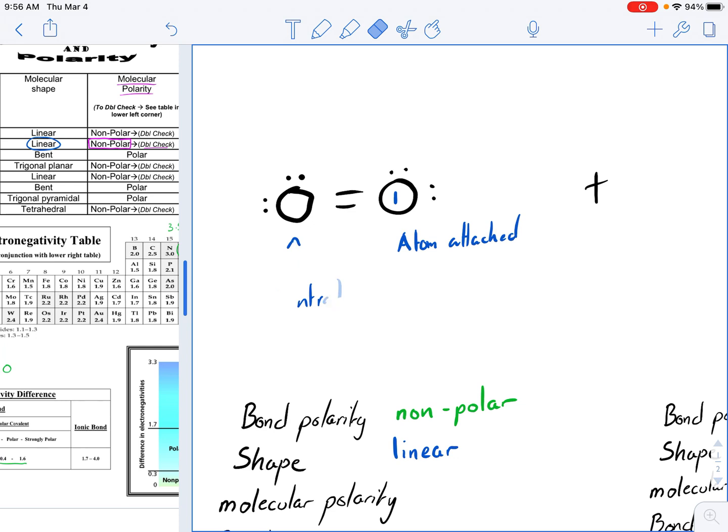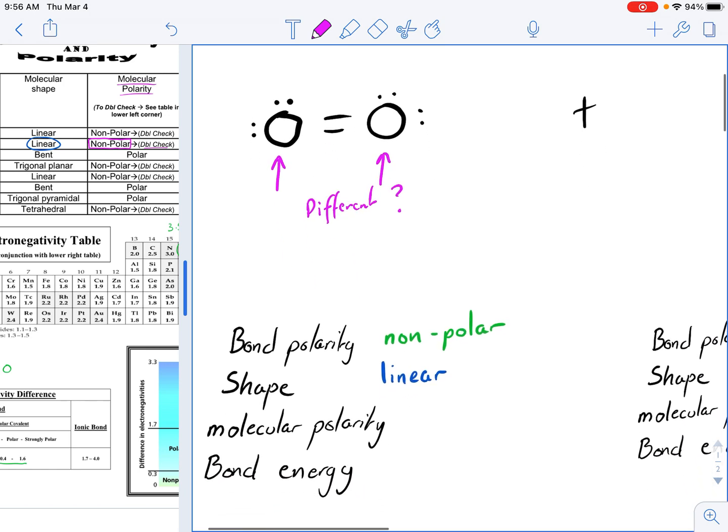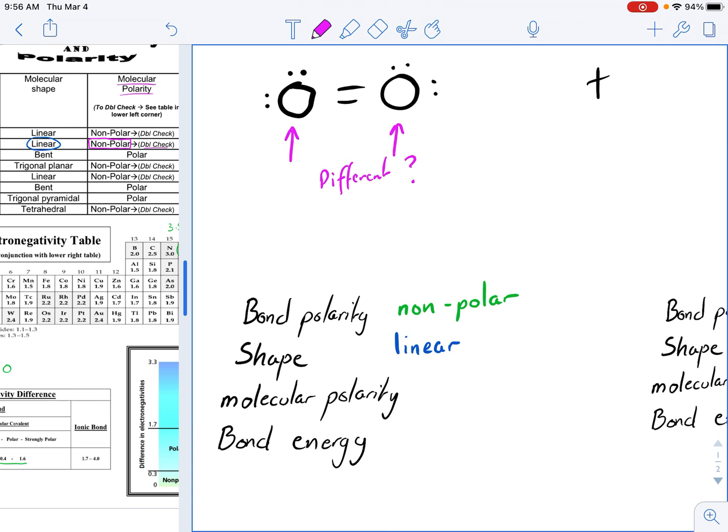What we're checking is to see if there's any difference between the two ends of our molecule. So is this end and this end different? Well, in this particular molecule, they're not different. They're the same as each other. Because they're the same, there's no difference, no polarity between them. Because they're not different, we're going to say that this is non-polar.